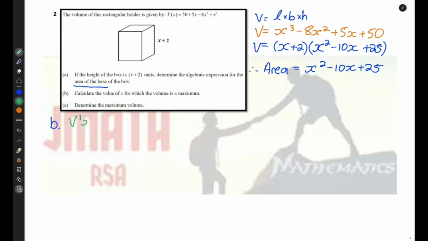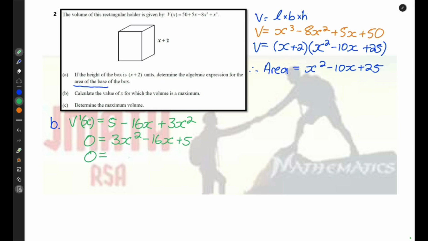So the derivative of volume would be equal to, the 50 just goes away, then a 5 times 1 just stays 5, minus 8 times 2 is 16x, and then plus 3x squared. And now they want the turning point, which is the maximum or the minimum. So I'm just going to make it equal to 0 and just reorder a little bit into a trinomial form.